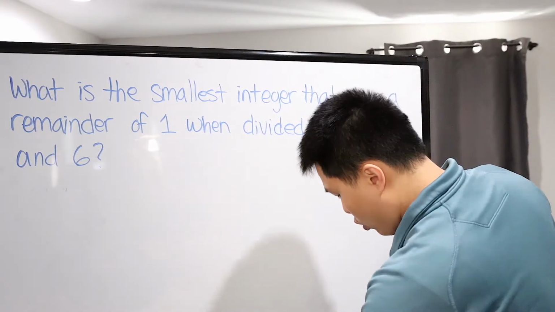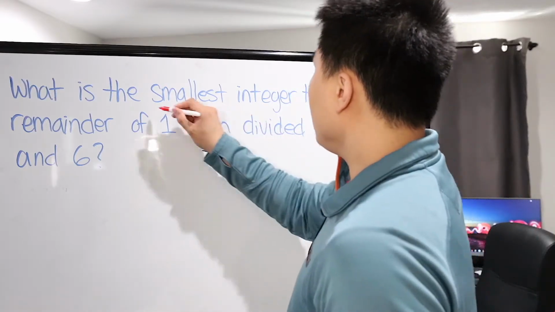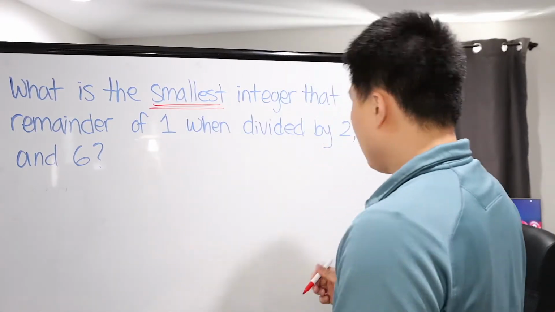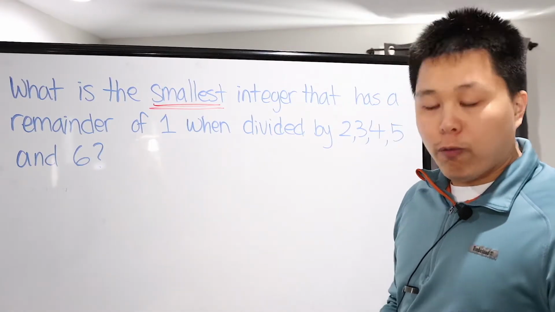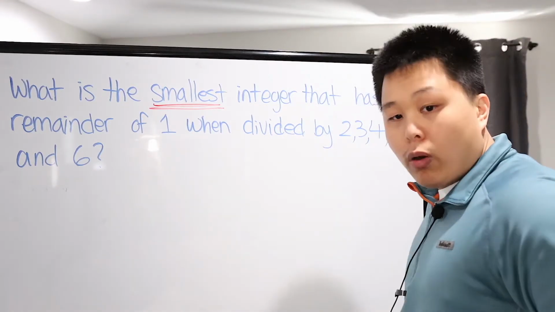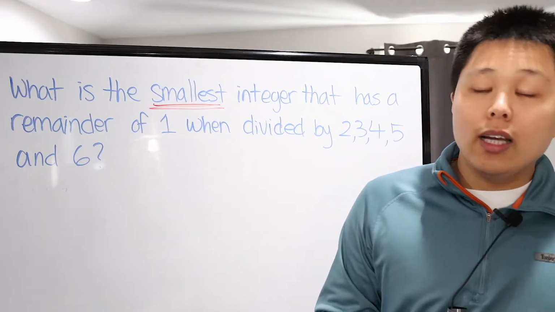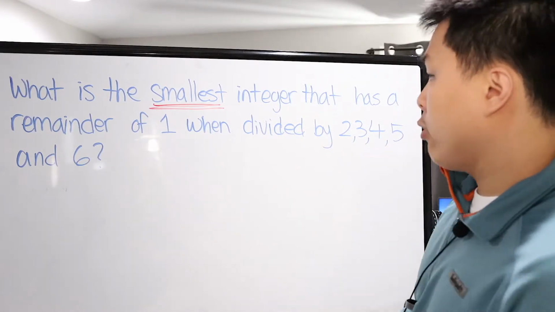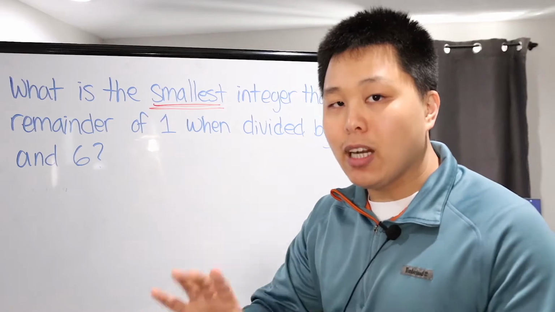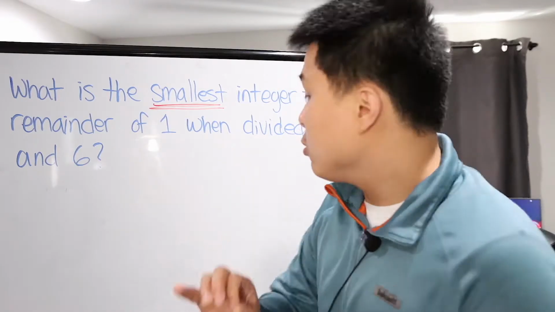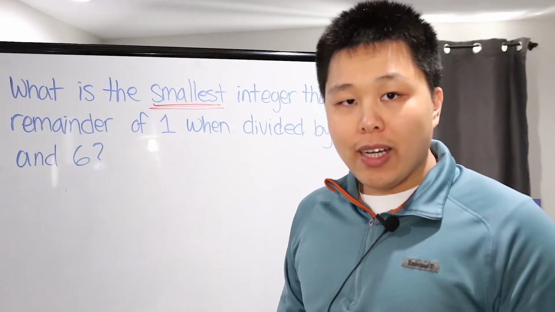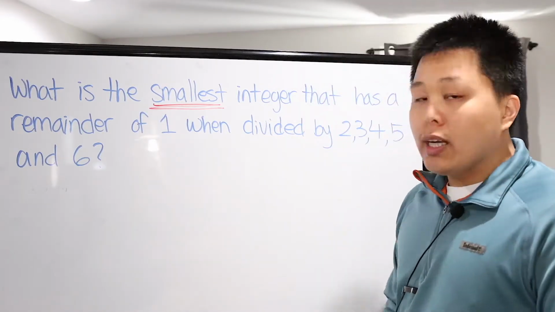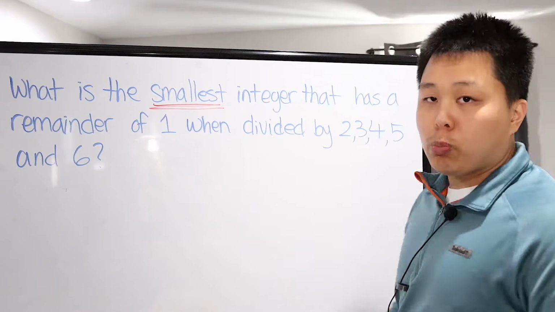Now, what is the smallest integer? That's the key word right here. We have a smallest integer that has a remainder of 1, so don't forget that, when divided by 2, 3, 4, 5, and 6. In this case, you're going to use 2, 3, 4, 5, and 6. We're trying to find the least common multiple of 2, 3, 4, 5, and 6. Remember, in order to find a least common multiple, you're going to break all of these numbers into their prime factors.